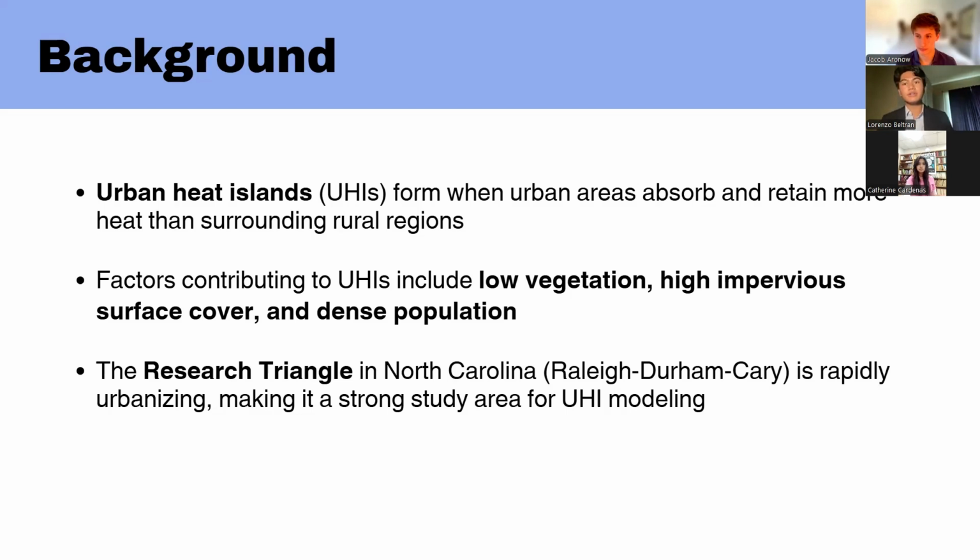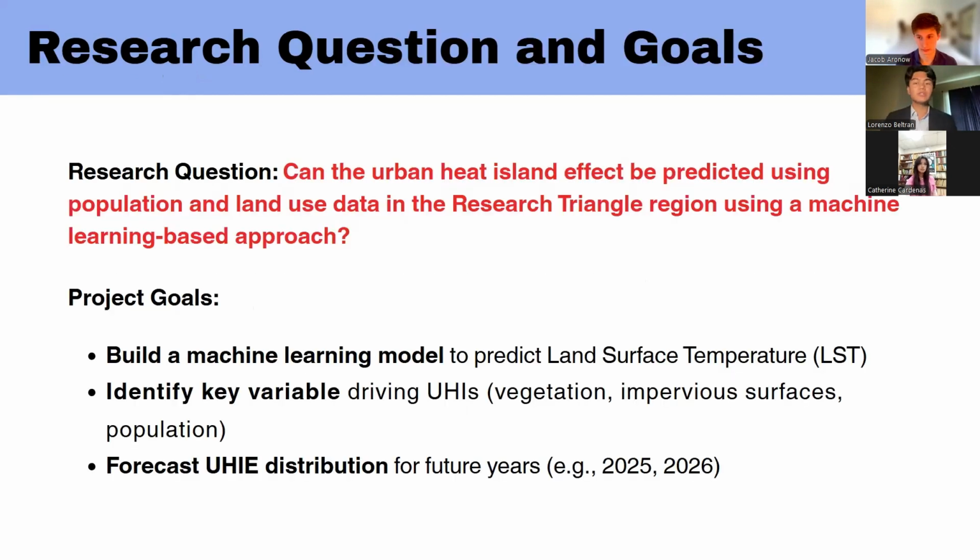We wanted to understand how urban heat islands evolve over time in response to urban development and whether we could use measurable factors like land cover and population to predict that change. Now, our research question is, can the urban heat island effect be predicted using population and land cover data in the Research Triangle region using a machine learning-based approach? Rather than just identifying the factors contributing to urban heat islands, we wanted to predict how and where the effect may evolve in the coming years.